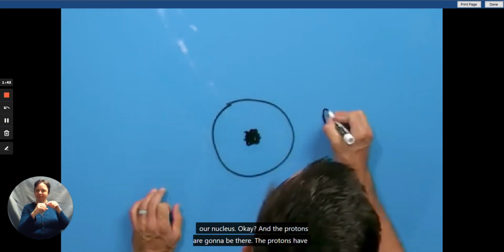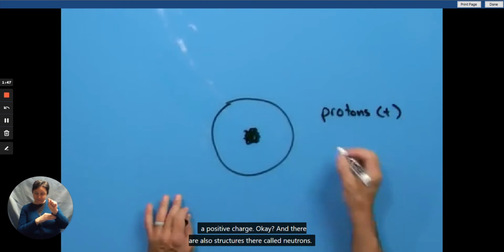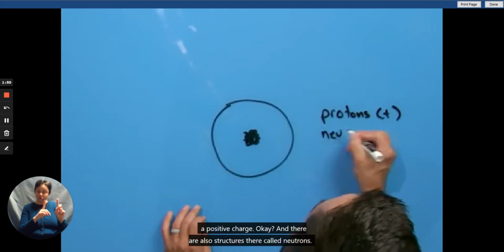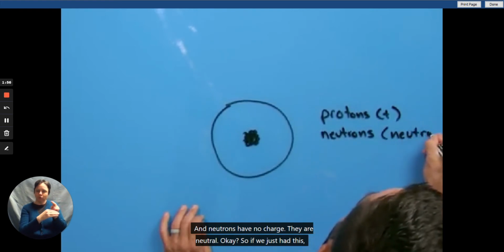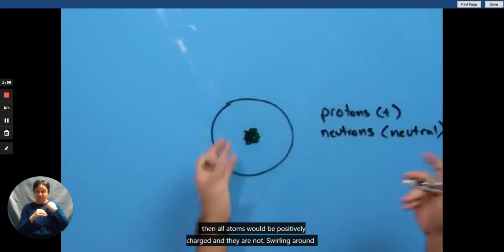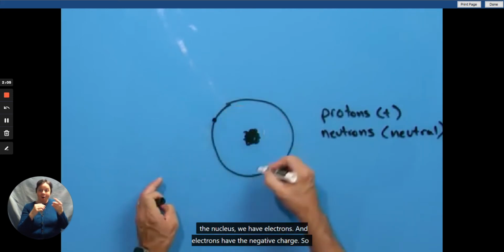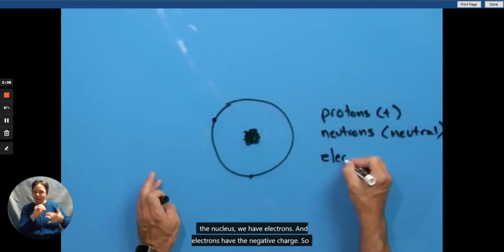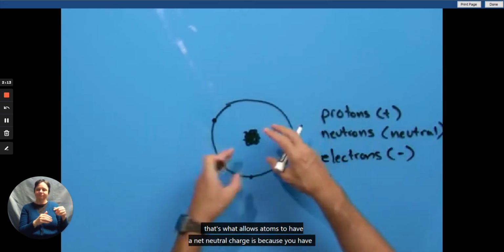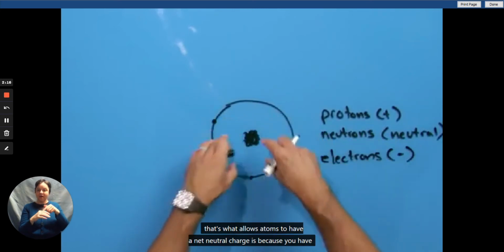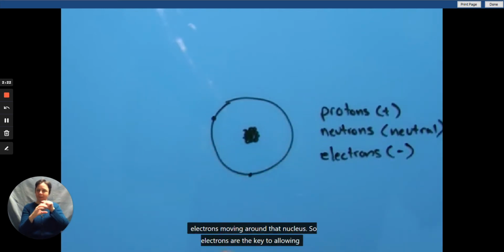Okay, and the protons are going to be there. The protons have a positive charge. Okay, and there are also structures there called neutrons, and neutrons have no charge. They are neutral. Okay, so if we just had this, then all atoms would be positively charged, and they are not. Swirling around the nucleus, we have electrons. And electrons have the negative charge. So that's what allows atoms to have a net neutral charge, because you have a positively charged nucleus, and then you have negatively charged electrons moving around that nucleus.